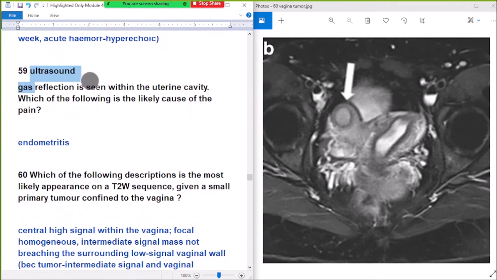59. Ultrasound shows gas reflection within the uterine cavity. The most likely cause of pain is endometritis. Gas reflection within the uterine cavity, most likely cause of pain, endometritis.